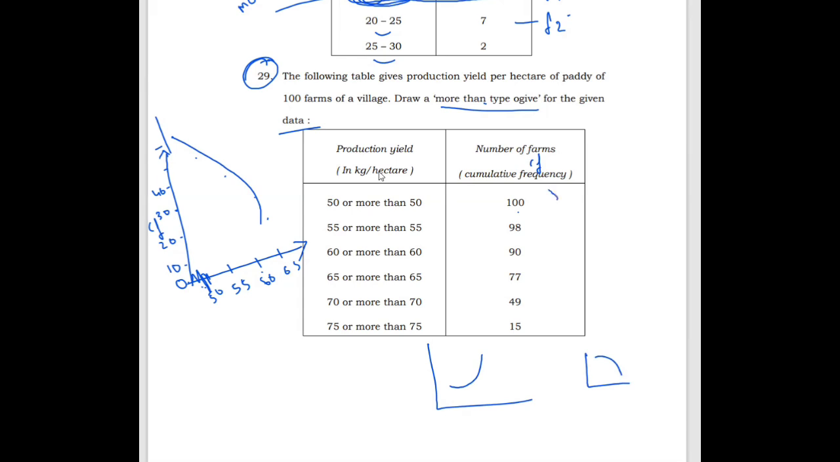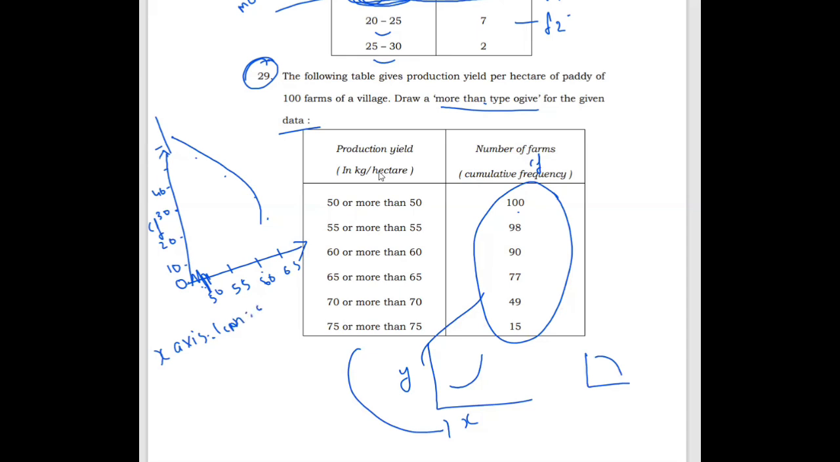And make sure CF is always written on the y-axis. This one is the x-axis. And always choose the scale. Don't forget to write this scale. Here, the x-axis is very simple. 1 centimeter is equal to 5. Here, see, 5 increase, now 5 kg or units.